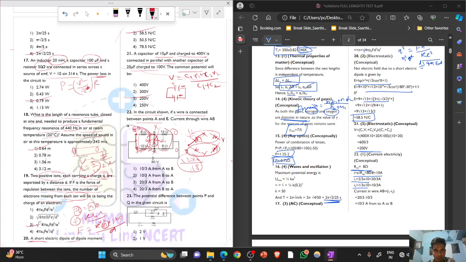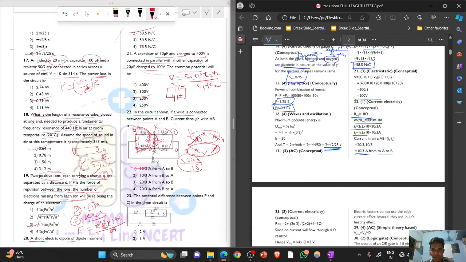So I1 minus I2 comes out to be 10 by 3 from A to B, as the value is positive. 10 by 3 from A to B. So option first will be the correct answer.